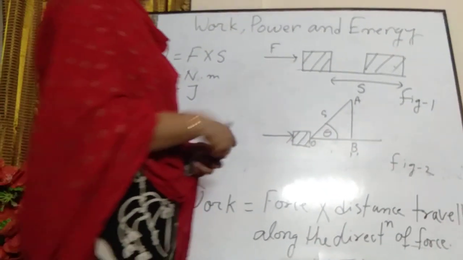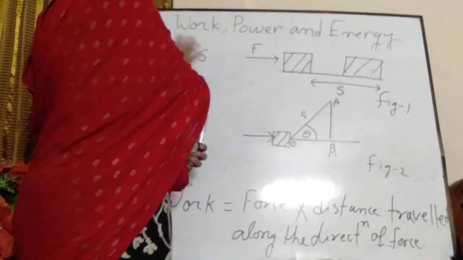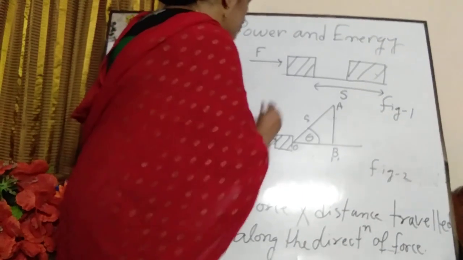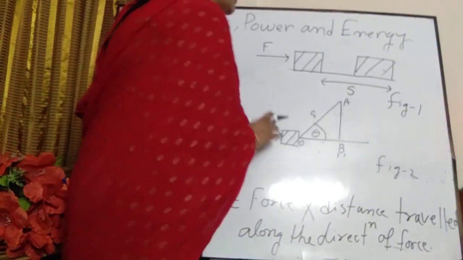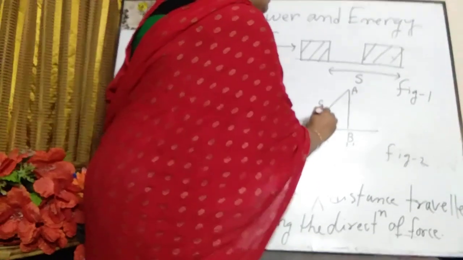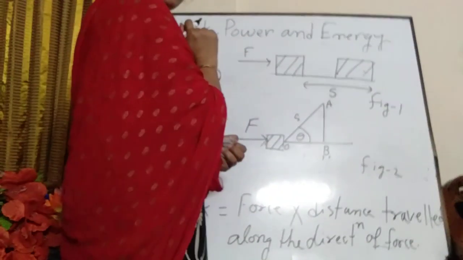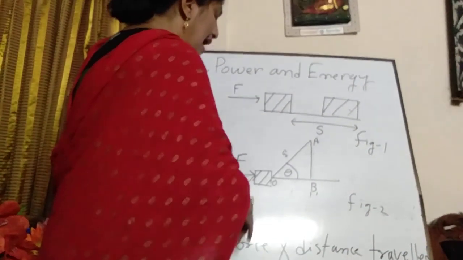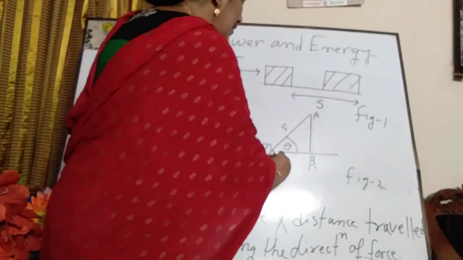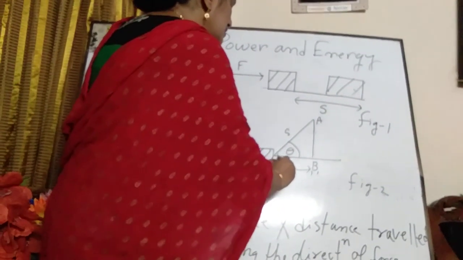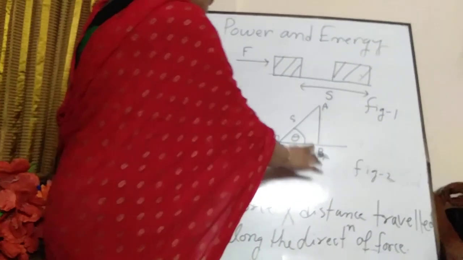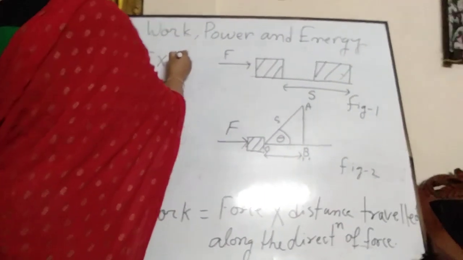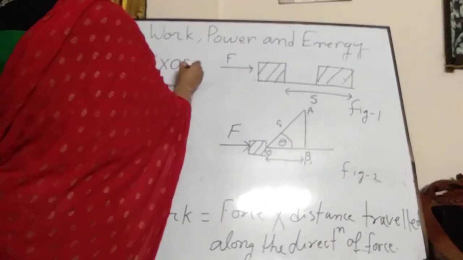So from figure 1 you can understand how to calculate work done. Now from figure 2, sometimes it happens that force F is applied on an object but the displacement occurs by making an angle theta with the direction of the force. But work equals what? I have told you, force into distance travelled along the direction of force. So this is the component of displacement along the direction of force. So the work according to this figure will be force into the component of displacement along the direction of force.